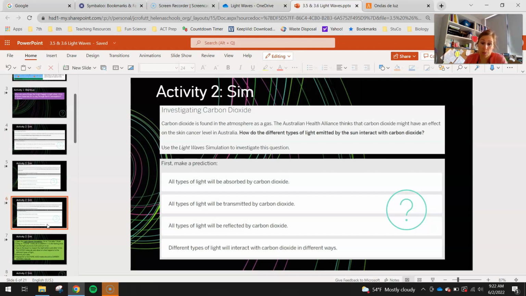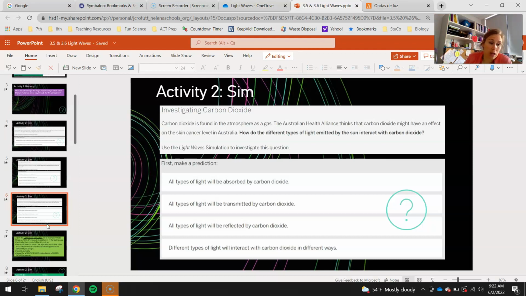All types of light will be absorbed by carbon dioxide. All types of light will be transmitted by carbon dioxide. All types of light will be reflected by carbon dioxide, and different types of light will interact with carbon dioxide in different ways. Again, we're not just going to be looking at UV, we're going to look at all the types of light. So how do we think they might interact with carbon dioxide?